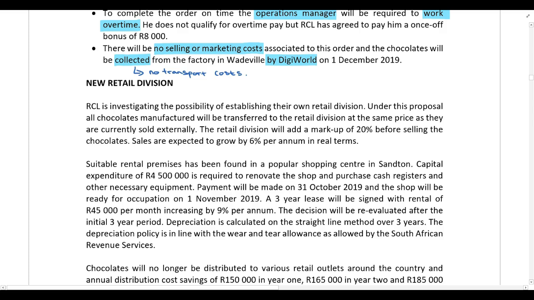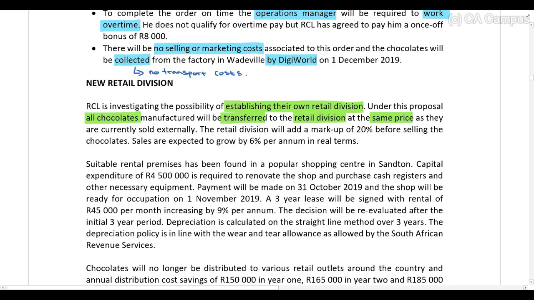You are then given information relating to a new retail division. RCL is investigating the possibility of establishing their own retail division. Under this proposal, all chocolates manufactured will be transferred to the retail division at the same price as they are currently sold externally.